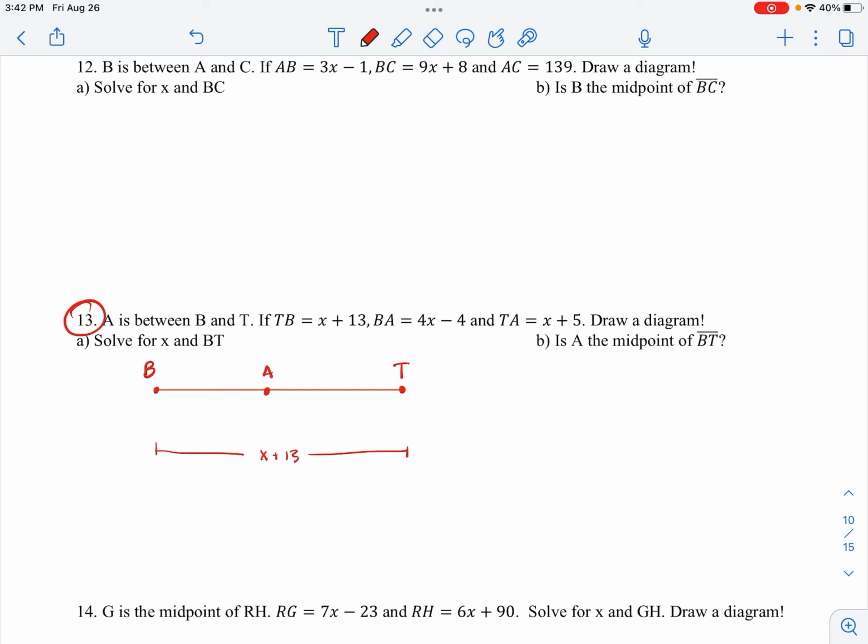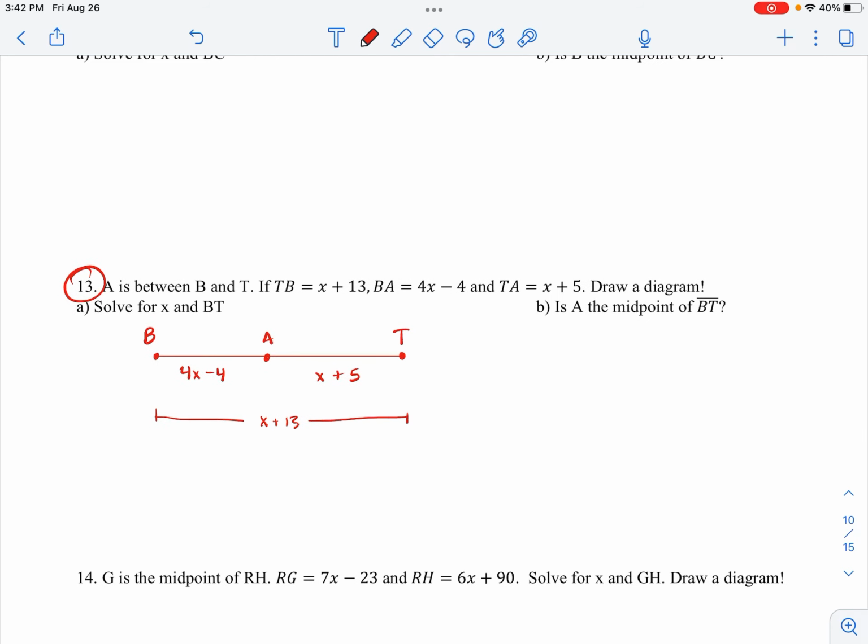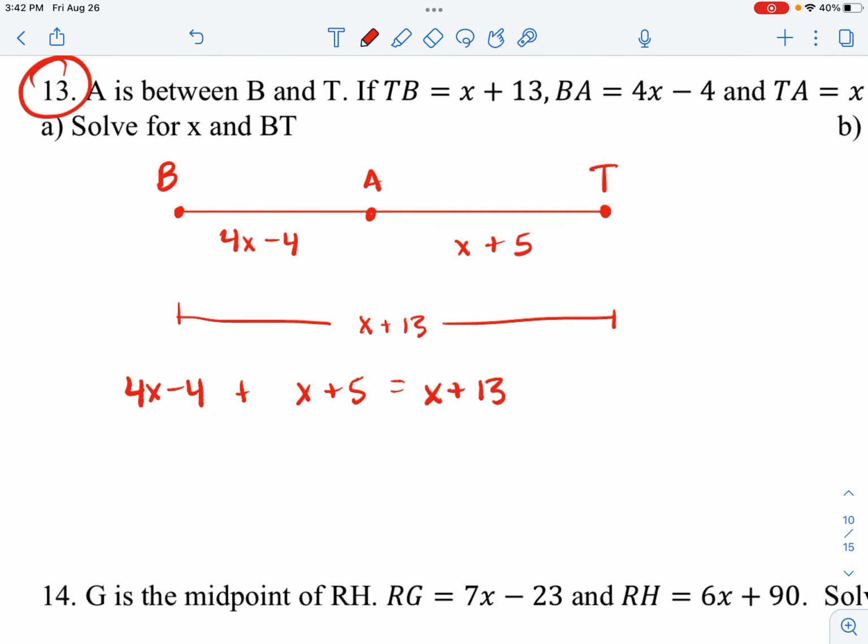X plus 13 is this entire length. BA is 4x minus 4. And TA is x plus 5. Draw the diagram, which we just did, and solve for x and BT. So right now, we could say the part plus the part is equal to the whole, or in this case, 4x minus 4 plus x plus 5 is equal to the whole of x plus 13.